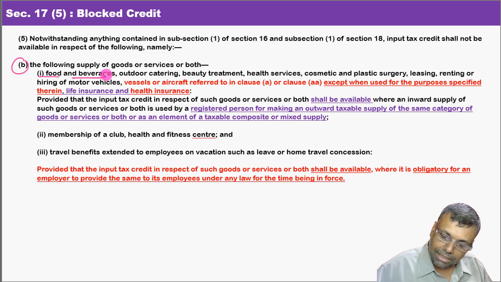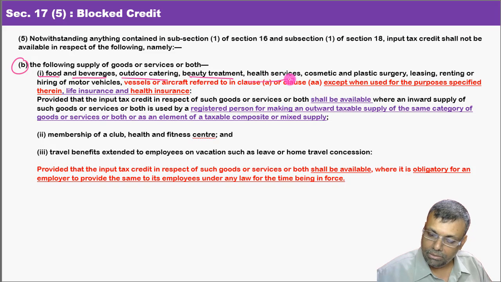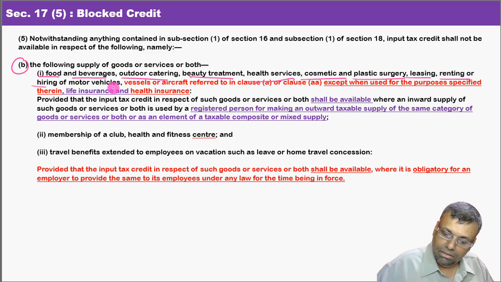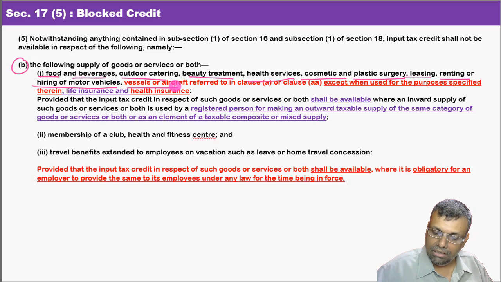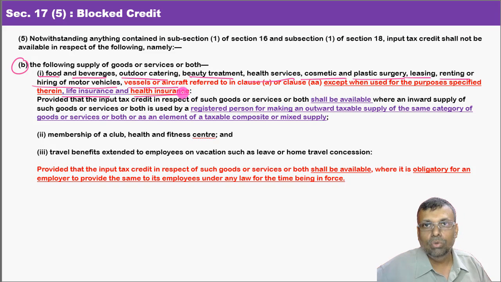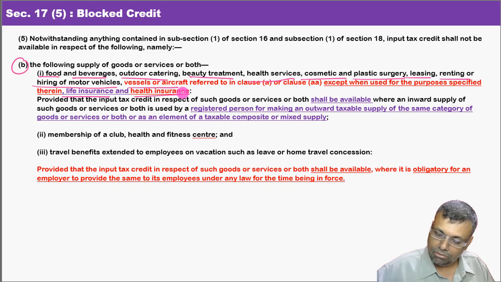Further, this clause B has also been amended, of course, by the GST Amendment Bill 2018, and it further makes it very clear that, see, food, beverages, outdoor catering, beauty treatment, health services, cosmetic, plastic surgery, leasing, renting or hiring of motor vehicle, vessels, aircraft, etc. referred to in this particular clause, life insurance, health insurance. All these items you are not eligible for. I repeat, you are not eligible for the input tax credit.